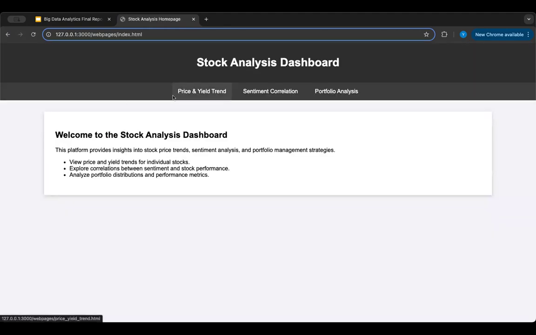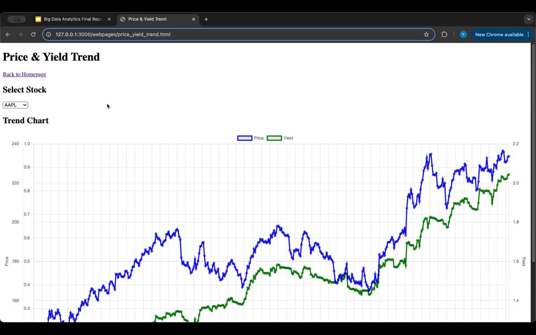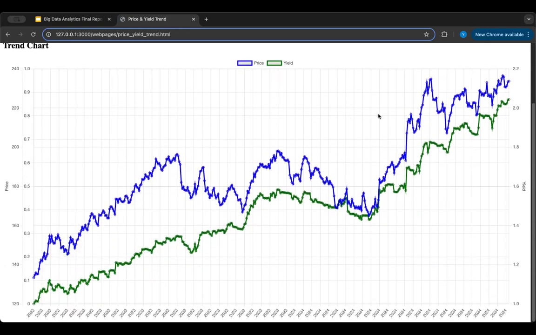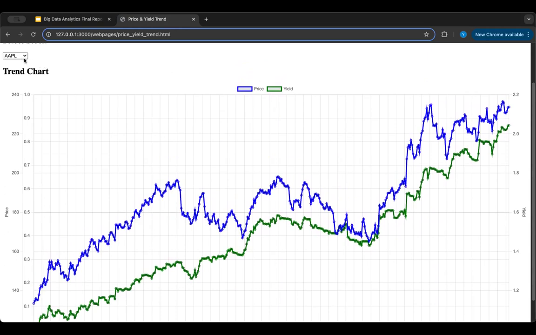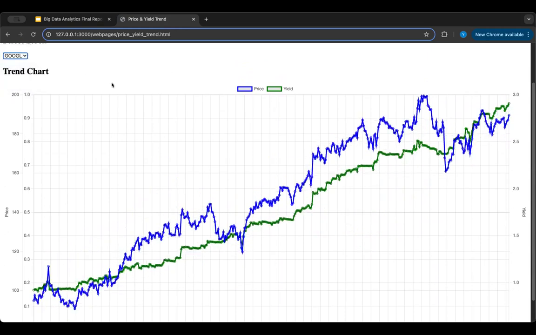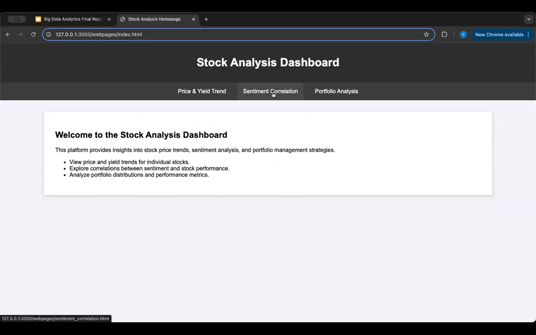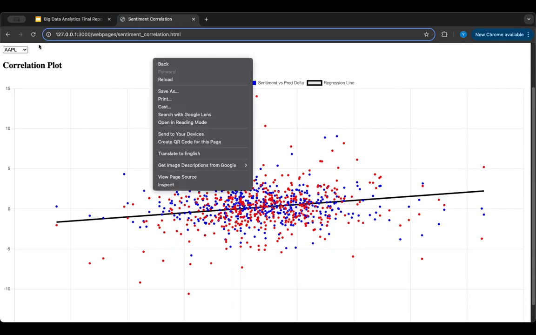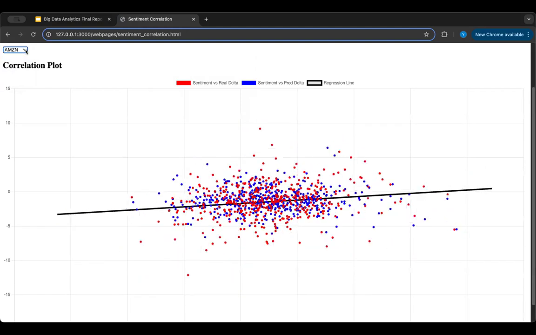So if you are a curious guy, you want to see how this stock performed in the past, you can go to the price and yield trend. There's the trend for the price and for the yield rate. This is for the Apple stock, and you can use the drop down button to select another stock. Also, if you want to see how the data we used perform, you can go to the sentiment correlation tab. Here is the correlation plot of sentiment versus real delta and sentiment versus our predicted delta. So you can see this is for Apple, and also you can select another stock.